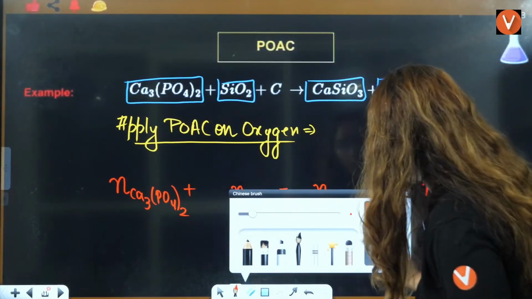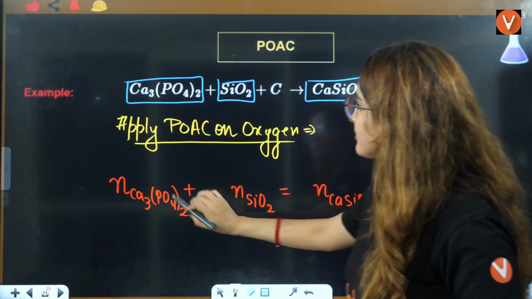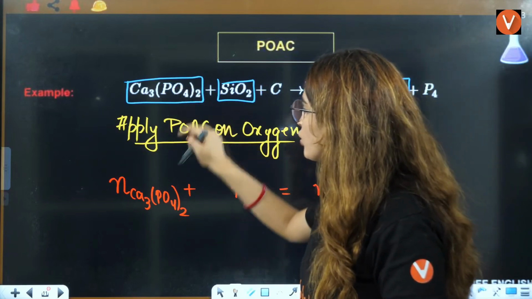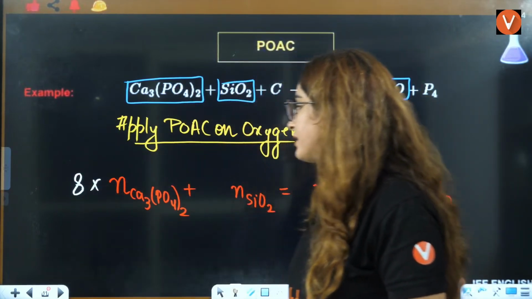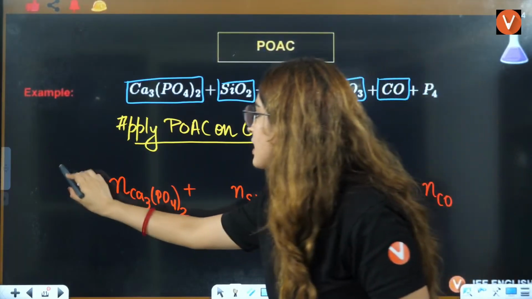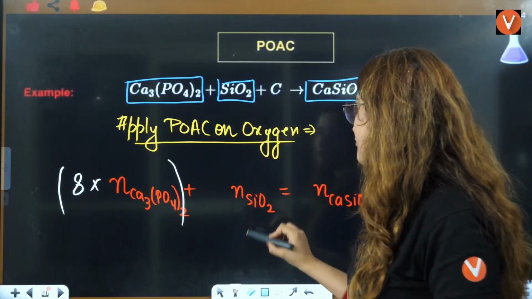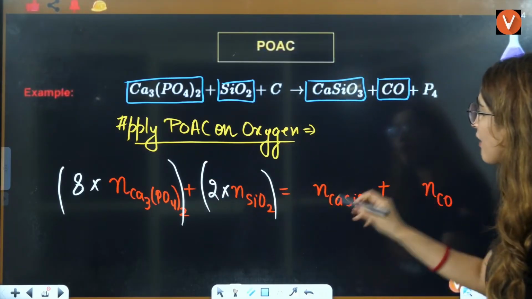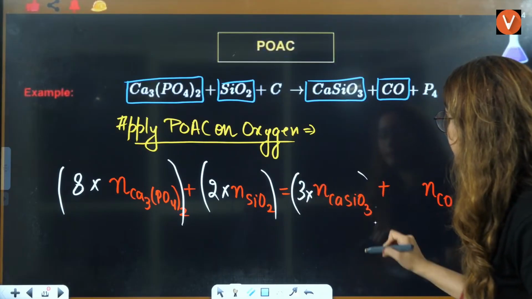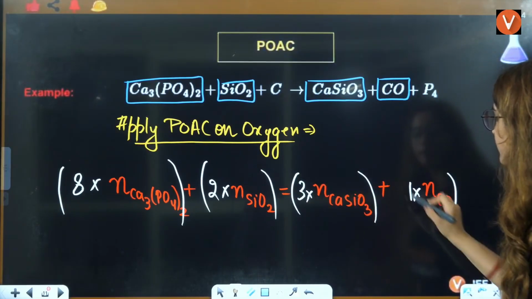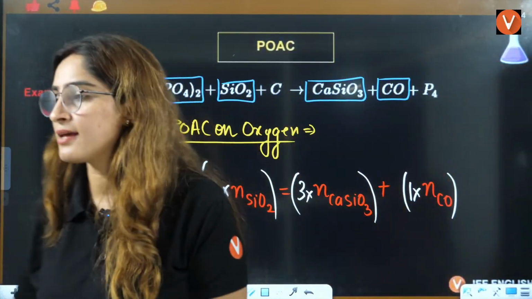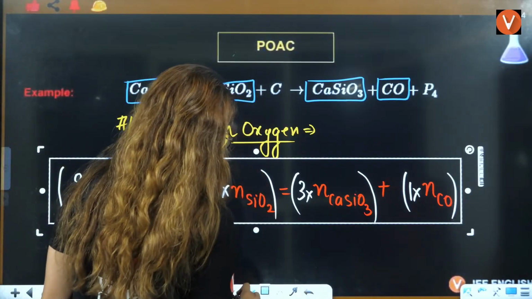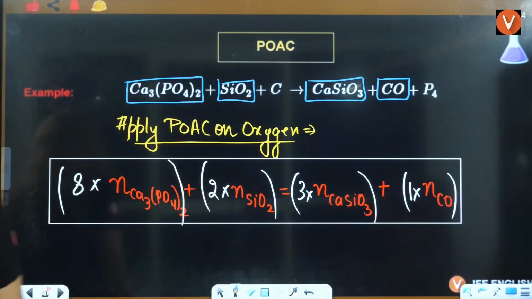Now, in this particular molecule, how many oxygen atoms do you have? 4 into 2, that is 8, so we'll multiply it by 8. Here you have 2 oxygen atoms, so it will be multiplied by 2. Here you have 3 oxygen atoms, it will be multiplied by 3. Here you have 1 oxygen atom, it will be multiplied by 1. And this is the full-fledged POAC that you have applied here.